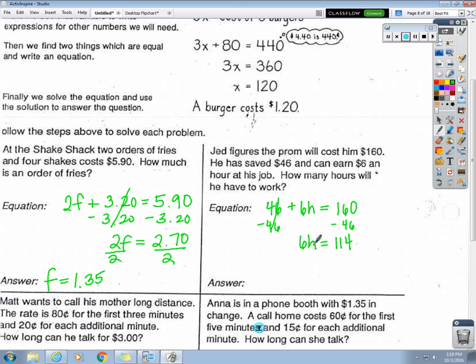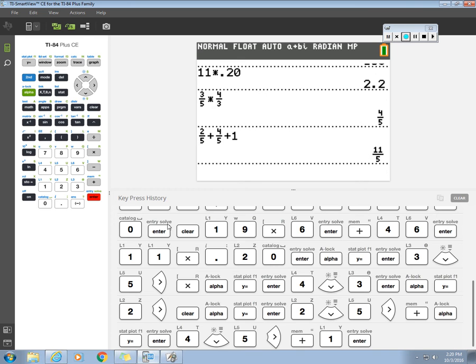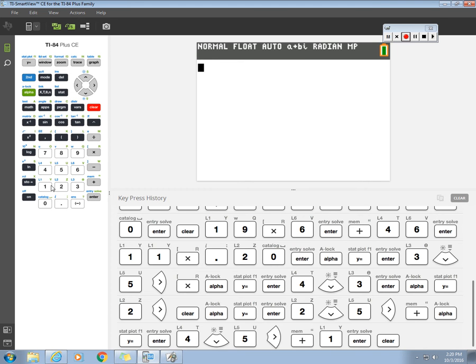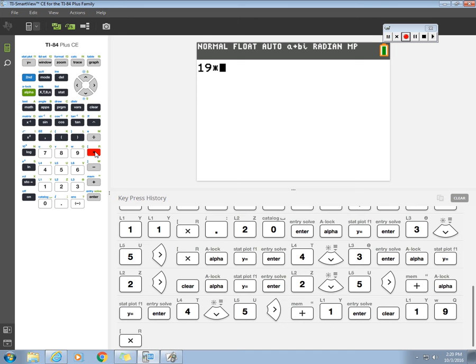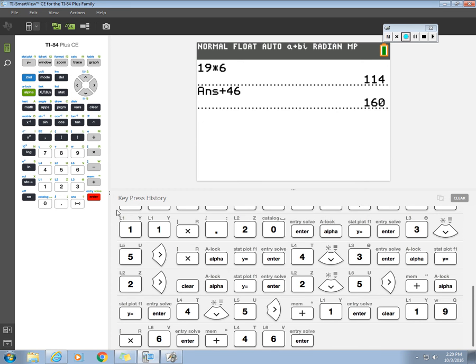Okay, now to solve for the hours, I divide by 6, and so hours equals 19, right? Now let's make sure that makes sense with the calculator. Okay, if you work 19 hours, and how much are you making each hour? So times 6. That's how much you would make from those 19 hours, but didn't you already have $46 saved? So is that enough to go to prom now? Yes.